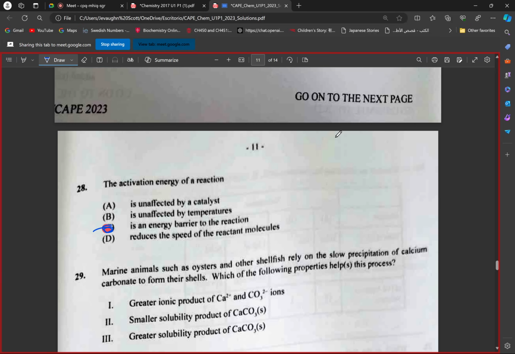The energy barrier for the reaction is unaffected by temperature, and unaffected by catalyst. Okay, because the option in the other question says it is affected by only the catalyst.